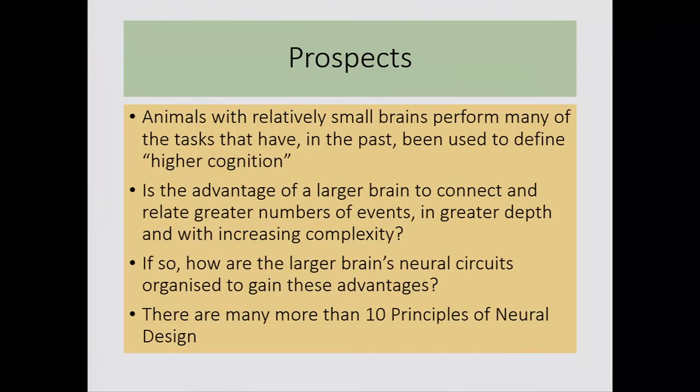And that's kind of obvious. But it's getting away from the idea that there are particular tasks that define this higher cognitive ability. I think we have to find tasks which do a better job at teasing this apart. And then once we've found this, we're in a better position to ask, how are the larger brain's neural circuits organized to gain these advantages? Because if you're to increase scale and complexity efficiently and effectively, you're going to have to change your organization, and new principles of processing might emerge. So there are going to be many, many more than 10 principles of neural design. That's just the beginning. Thank you.